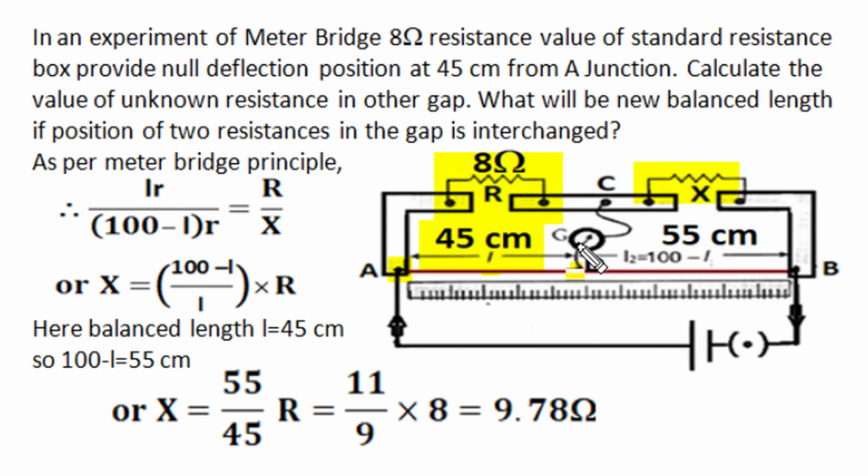So in first case, at balance condition, the resistance of balance length wire L R and remaining length resistance 100 minus L R got the same ratio as that of known resistance and unknown resistance, or unknown resistance is obtained in terms of balance length L and known resistance R. Since balance length is 45 centimeter and 100 minus 45 centimeter will become 55 centimeter, and known resistance is 8 ohm, if we simplify this relation, then we'll get unknown resistance equal to 9.778 ohm value.